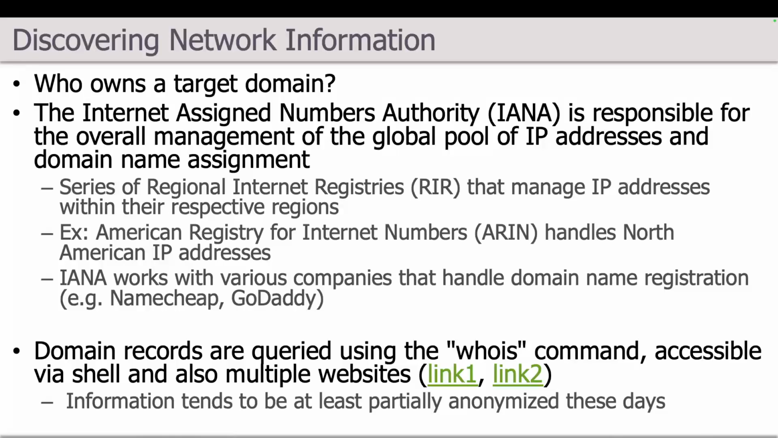We need to start with answering the question of who actually owns that target domain. There is a sort of global authority. The Internet Assigned Numbers Authority has the overall top-level management of the whole global pool of IP addresses and domain name assignment. And then underneath IANA, there's a series of regional Internet registries that manage IP addresses within the respective regions, and then also various companies that work directly with the regional authorities to figure out domain name registration. IP address assigning and geographic information is becoming less and less relevant.